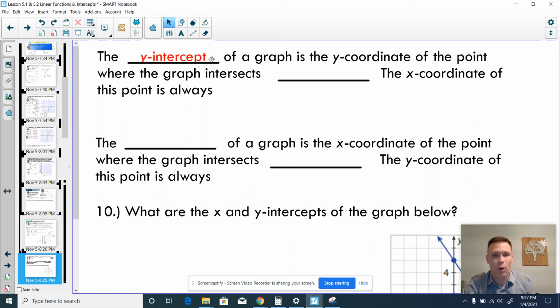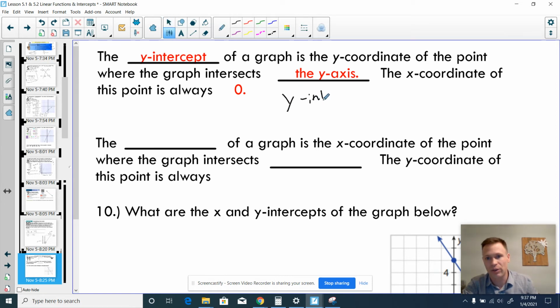So, like I was saying, the y-intercept of the graph is the y-coordinate of the point where the graph intersects the y-axis. The x-coordinate of that point is always 0. What that means is that a y-intercept, which I always abbreviate as y-int, is always going to have the coordinate point 0 comma some number, right? Because if this is the x-axis and that's the y-axis, the y-intercept is always going to be along this line. And what's the x value? Well, it's always going to be 0.